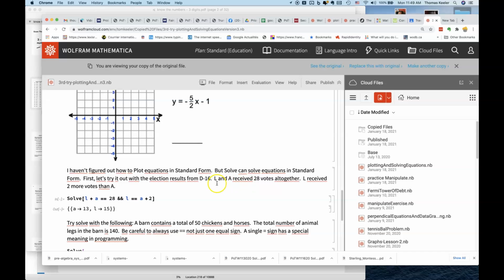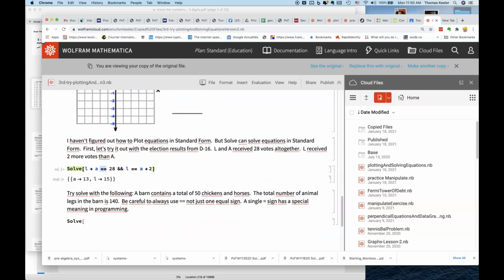So let's see, we had a famous election in D16. L and A, their total votes was 28. See, you don't have to use x and y, Wolfram doesn't care. And L equals, now notice how we use the double equal, A plus 2. Okay. So we put that in and we get A got 13 votes, L got 15. Now does that solve our equation? Well, is L plus A 28? Yes, 15 plus 13. Is 15 two more than 13?